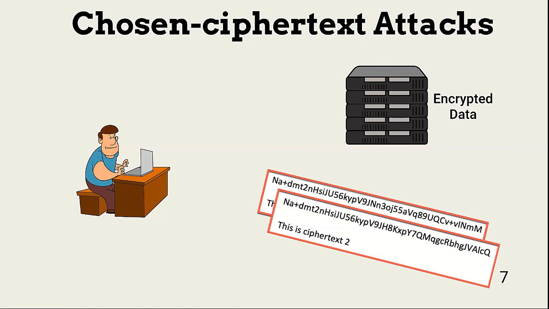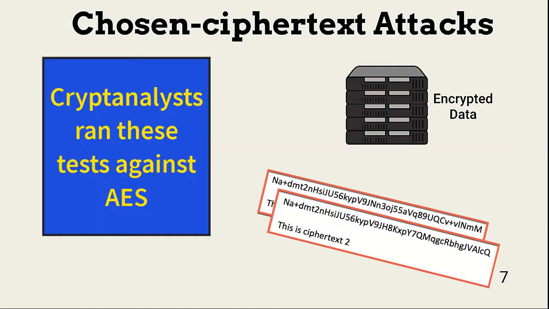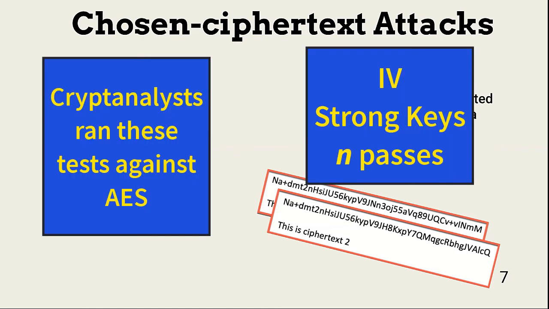These four attack models are references that enable good understanding of how cryptography solutions can be compromised. However, solutions like AES are not susceptible to any of them. For example, in the chosen ciphertext attack, the use of an initialization vector, strong keys, and multiple passes makes it impossible to extract the key by decrypting known ciphertext.